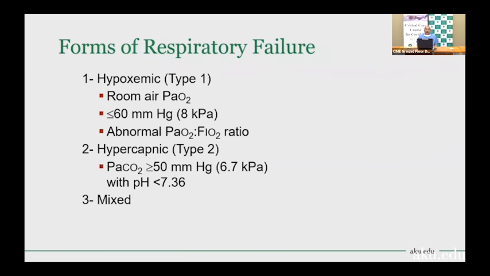As I said to you, the primary function of the lung is oxygenation and ventilation. There are many types of respiratory failure, but I will make it simple. The hypoxemic, type 1 respiratory failure, is when the primary problem is in oxygenation, when on room air the PO2 is less than 60 millimeters of mercury. You may have an abnormal PO2/FiO2 ratio if your patient is ventilated, because the PO2/FiO2 ratio tells you about the gas exchange adequacy. If you have a low PO2/FiO2, the gas exchange is getting worse and worse.